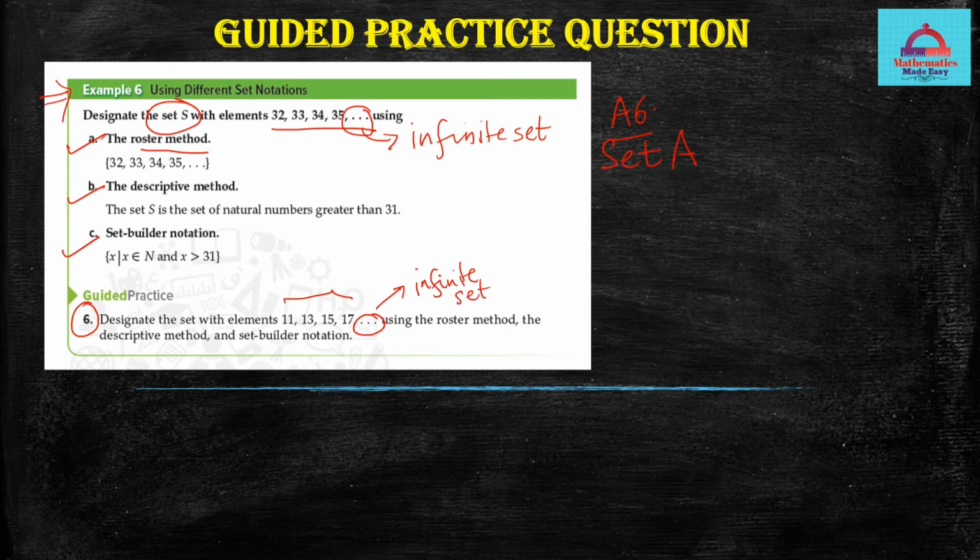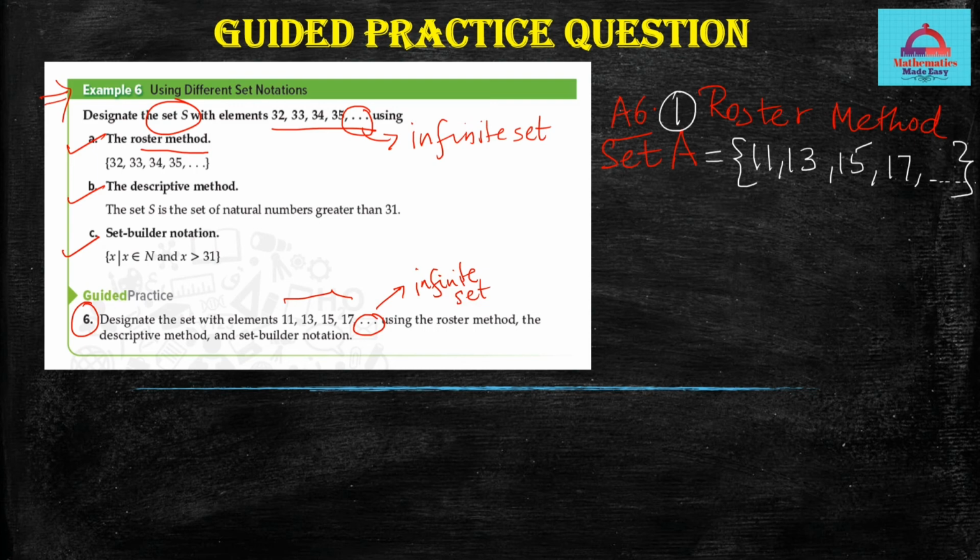Let me first do the roster method. When we are doing the roster method, let's review. We are going to just list the elements within the brackets. So we put the brackets and we write the elements given. So very easy: 11, 13, 15, 17 and then dot dot dot. So it is an infinite set. That completes your first method of the roster form.